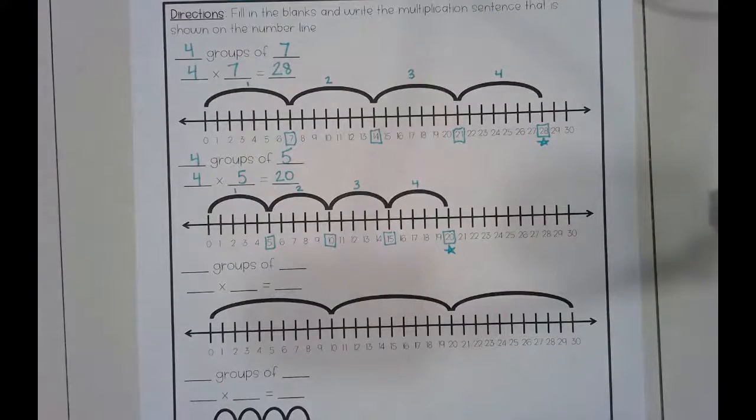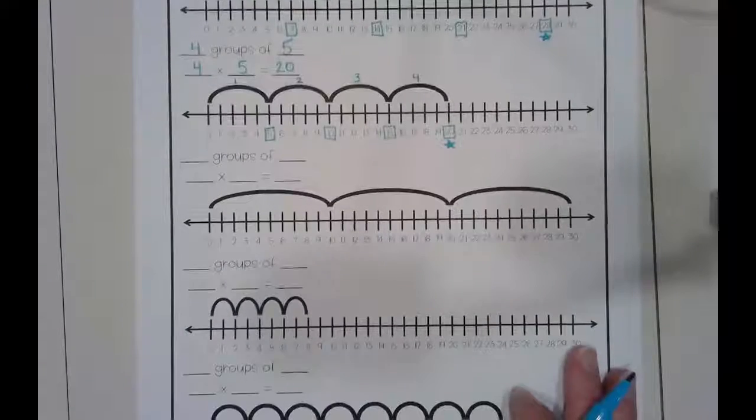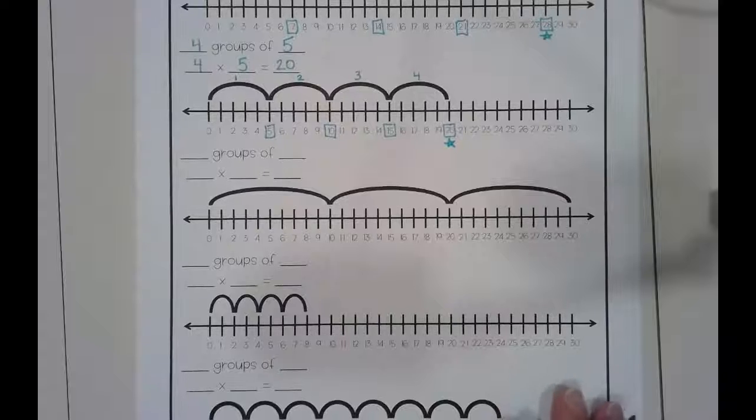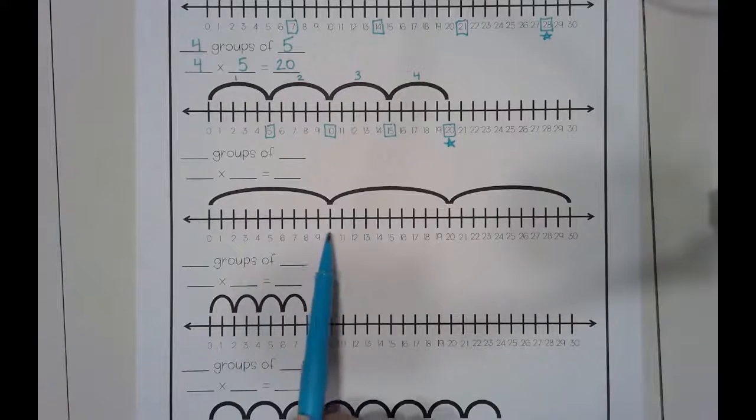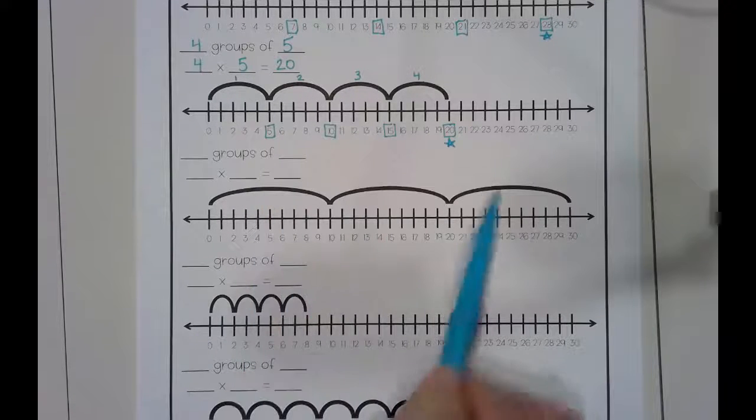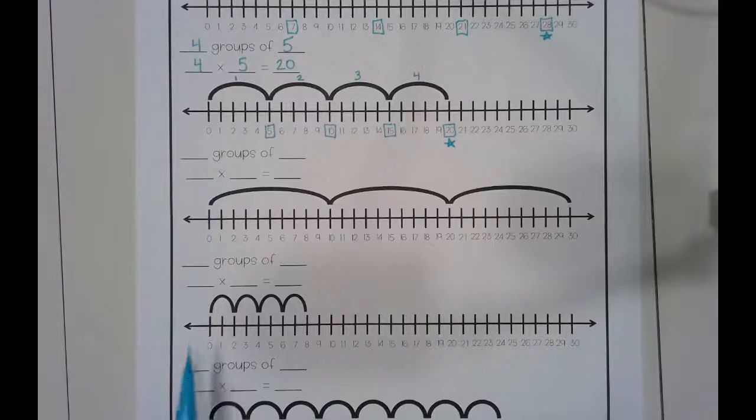Now, you should be able to do the rest of these on your own. Remember to see what they're counting by each time and how many groups there are to help you figure out what to fill in the blanks. And then whatever the final number is that it lands on, that becomes your product. Go ahead and make sure that you finish the rest of it on your own.